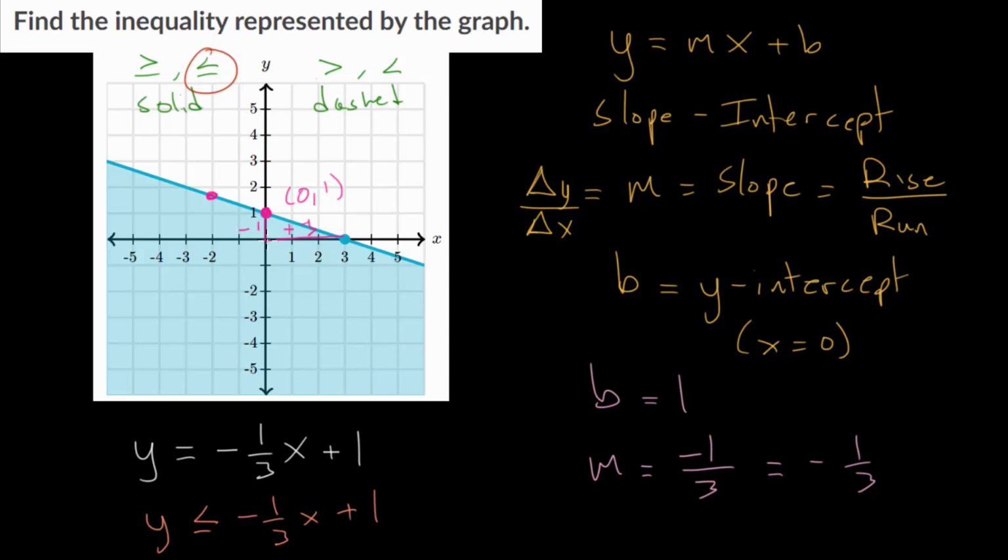And we could pick something simple. Let's just pick the origin here. We can plug in 0 for x and y, so that we would get 0 is less than or equal to -1/3 times 0 plus 1, which simplifies to that 0 is less than or equal to 1, which of course is true.